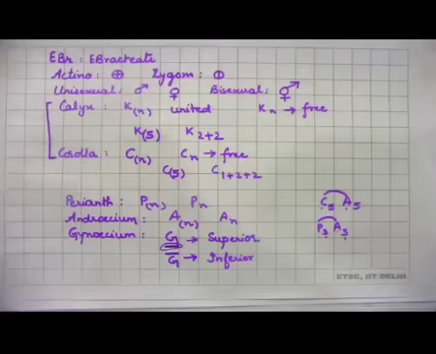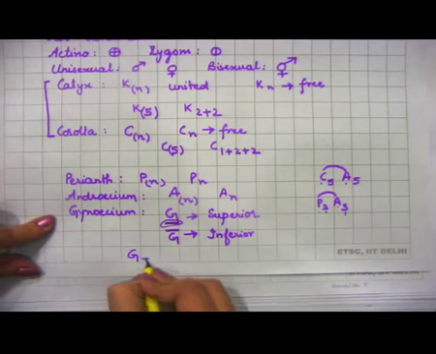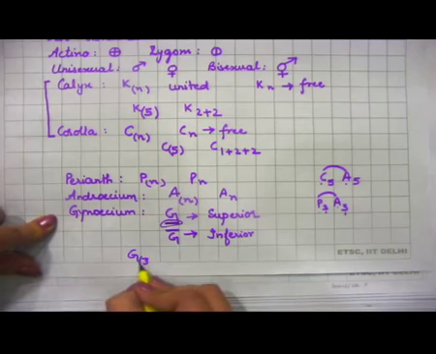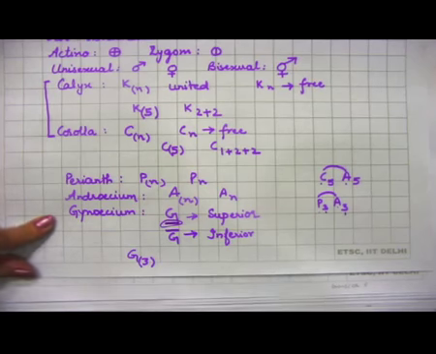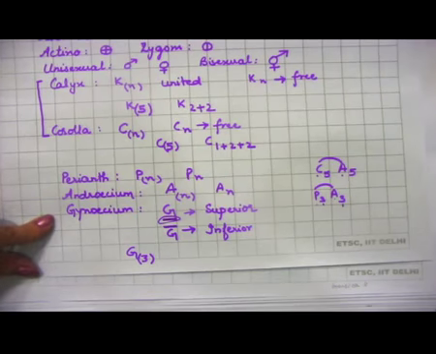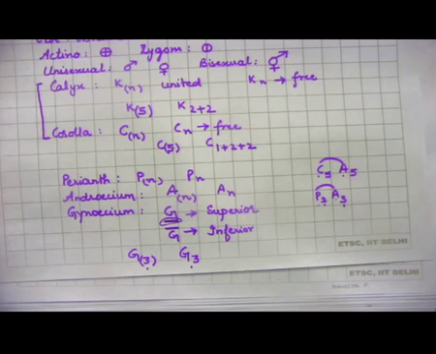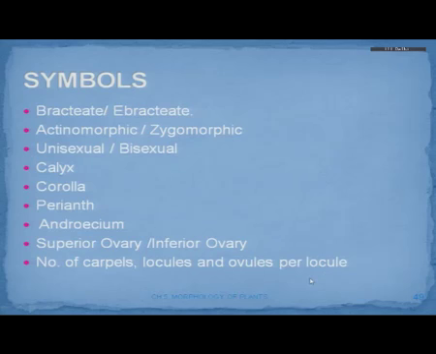Okay. We also show the number of carpels. If we write 3, that means there are 3 carpels present in the gynoecium, and if we enclose this 3 in a bracket, what will it mean? That these 3 carpels are fused. So, this is a syncarpous condition, while that will make it an apocarpous condition. We also write in the symbol locules and number of ovules per locule. So, this was all about the symbols of a floral formula.